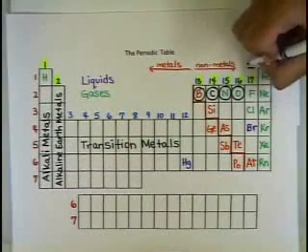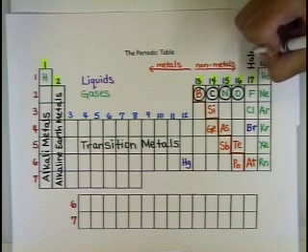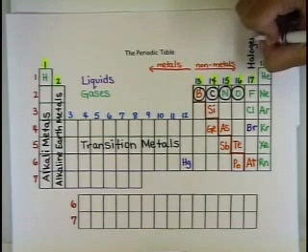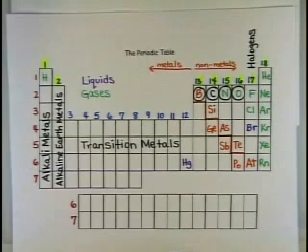Family 17 is known as the halogens. The word halogen means salt former, and the elements in this family readily form salts with metals.